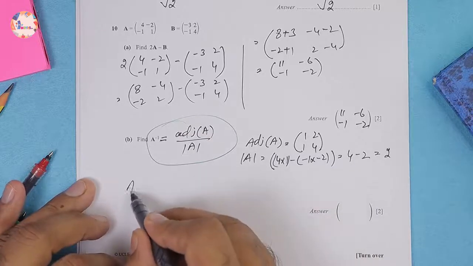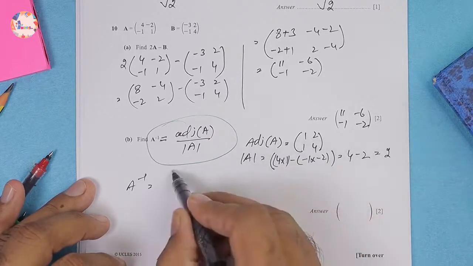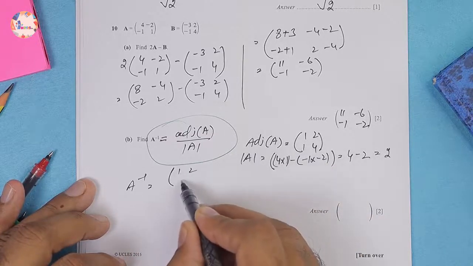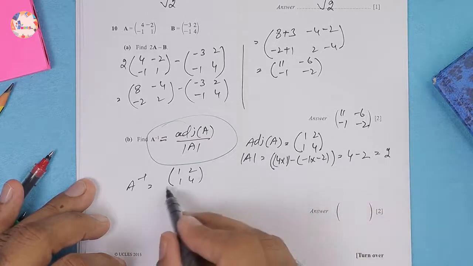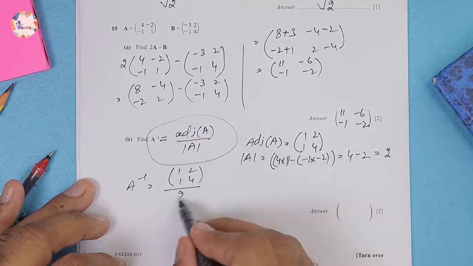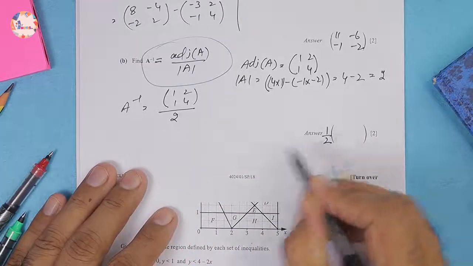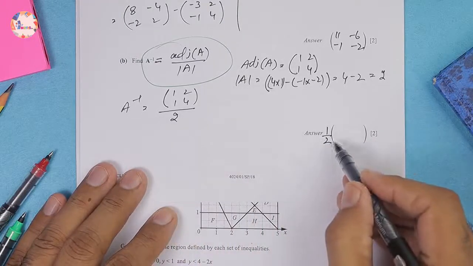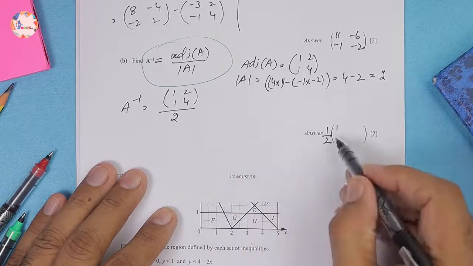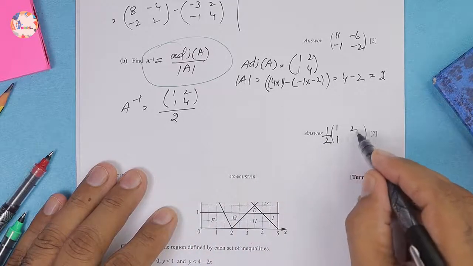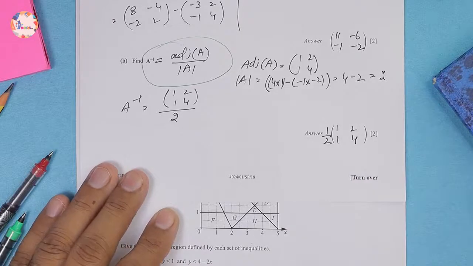We can write A inverse is equal to adjoint of A, which is 1, 2, 1 and 4, divided by mod A, which is 2, so we can write 2 here. Our final answer, we can write 1 by 2, with the denominator separately attached to the matrix, and 1, 1, 2 and 4, this will be our final answer for this part.